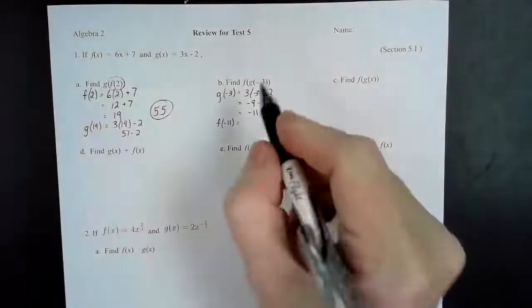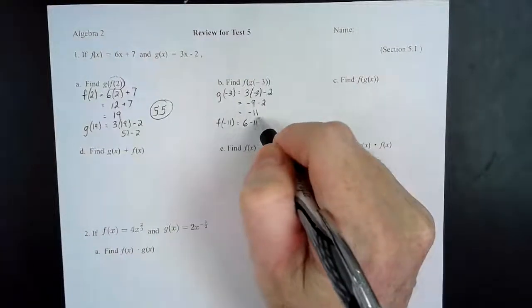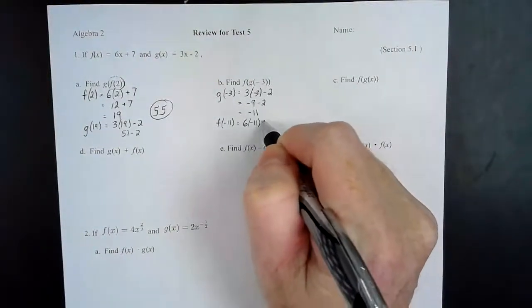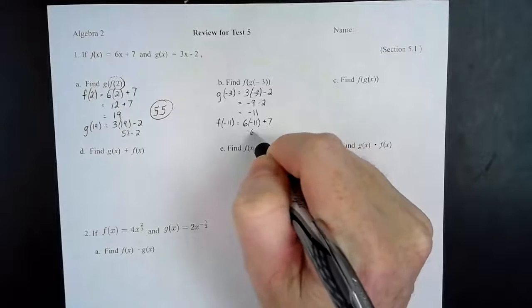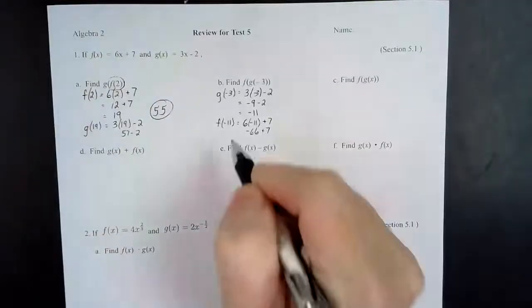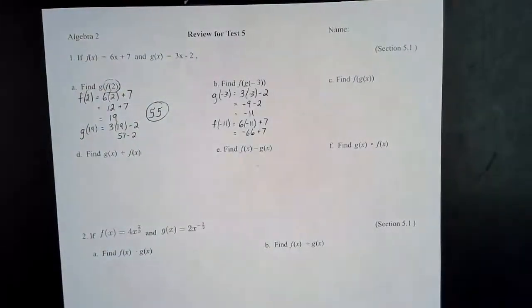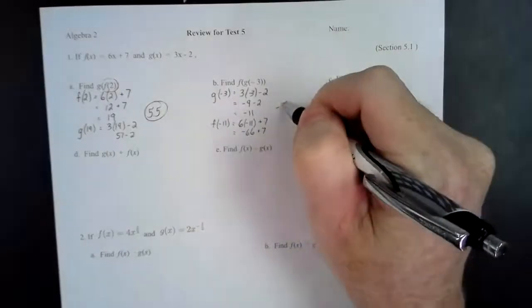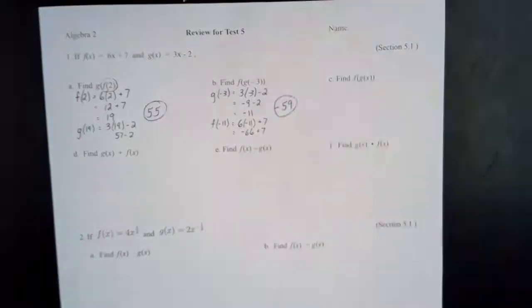And f is 6x plus 7. So negative 66 plus 7. And that simplifies to a negative 59.